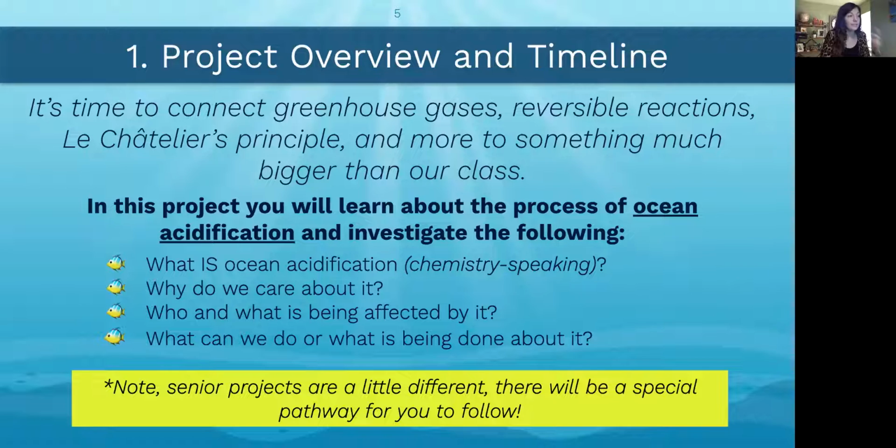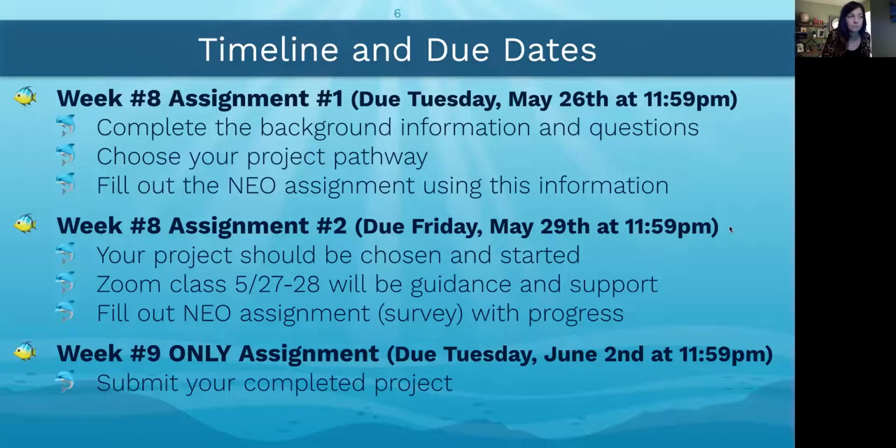So it's time to connect what we've been learning. So we've learned about greenhouse gases, reversible reactions, Le Chatelier's principle, and more. It's time to connect it to something much bigger than our class, something outside of just high school chemistry. And in order to do that, we're investigating ocean chemistry and ocean acidification especially. So we're going to go through and I'm going to give you some recap of information we've learned, some new information, and then some choice into how you kind of want to further your investigation.